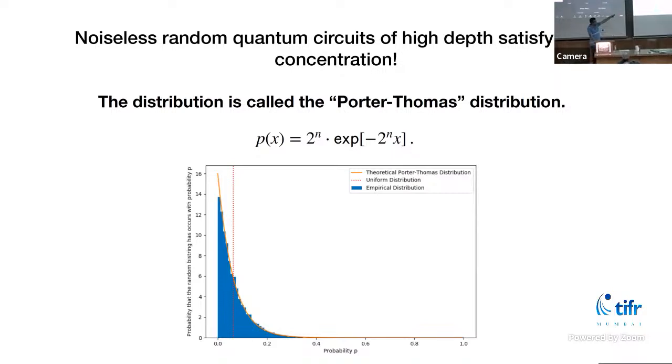And so we can prove this Porter-Thomas property for high depth circuits. That's where the depth is coming from, for these proofs. That's not true for shallow depth.